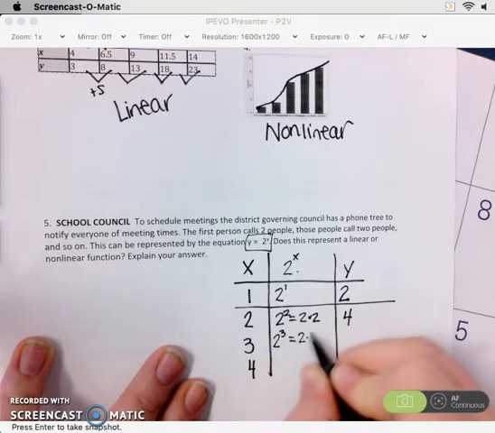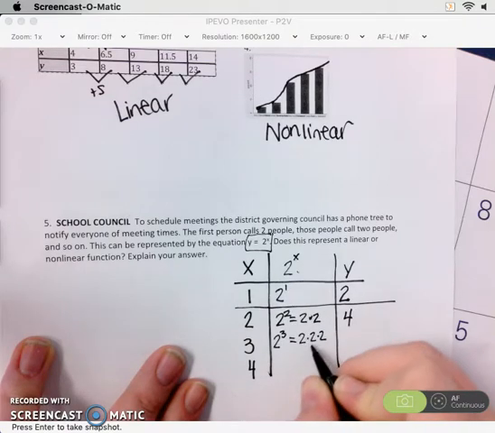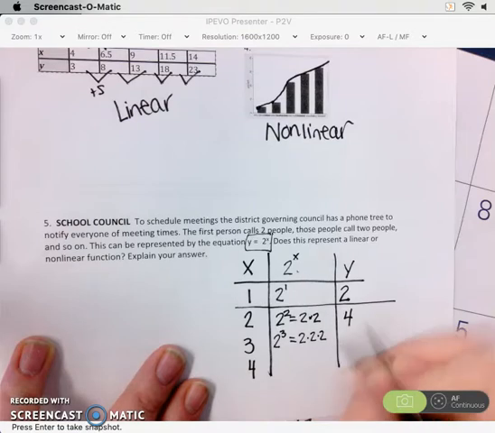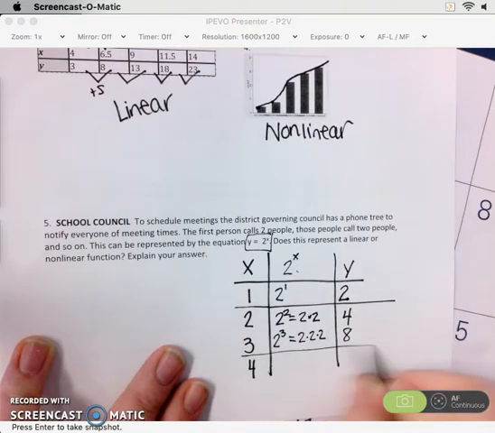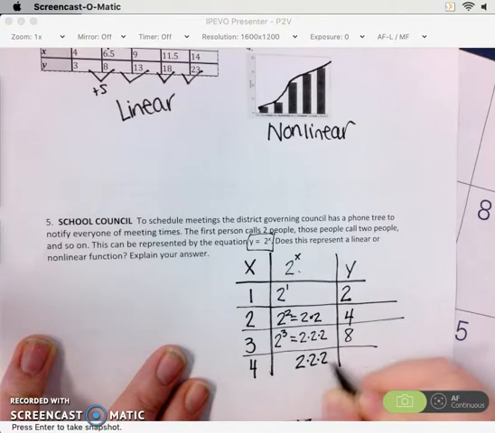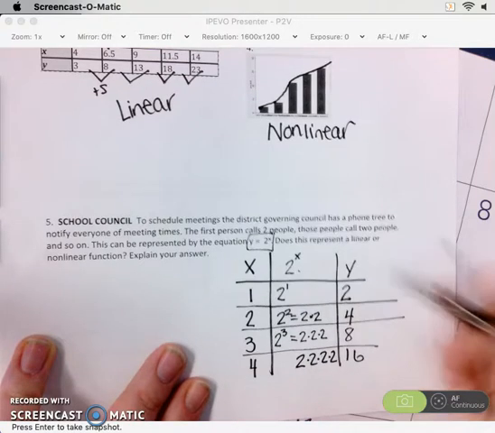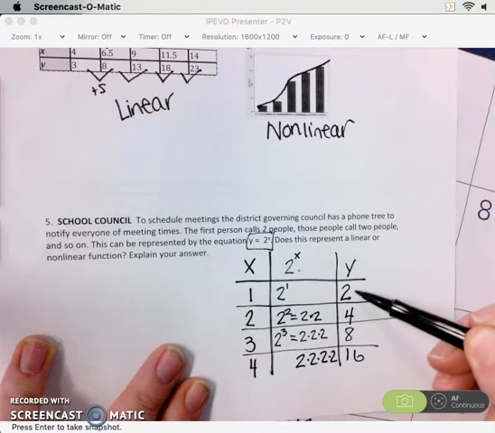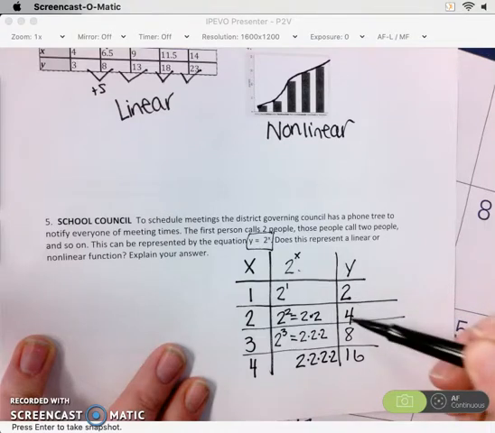2 to the third power is 2 times 2 times 2. So 2 times 2 is 4 times 2 is 8. And then my last one would be 16 because we're adding another times 2. So if you notice, all of these I'm just doubling each time. So 2 times 2, and then 4 times 2, and 8 times 2.